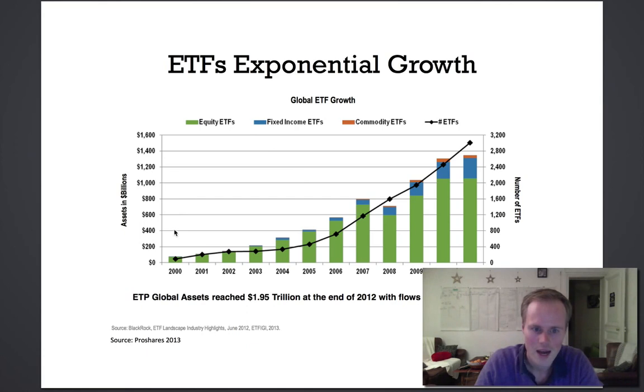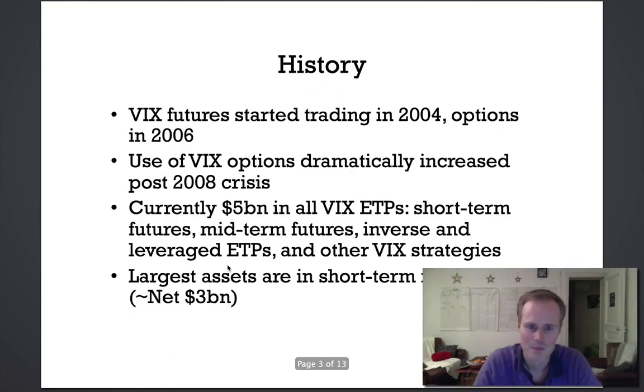So I've compiled this chart in this presentation where you can see that the rise of ETFs is going exponentially, especially since the financial crisis in 2008. It really spiked 2008, 2009, 2010, 2011, and went the same trend until 2012 and 2013 with 1.95 trillion in assets under management in global ETPs. That includes all the commodity ETFs, but also the ones I will be getting into, the volatility ETFs.